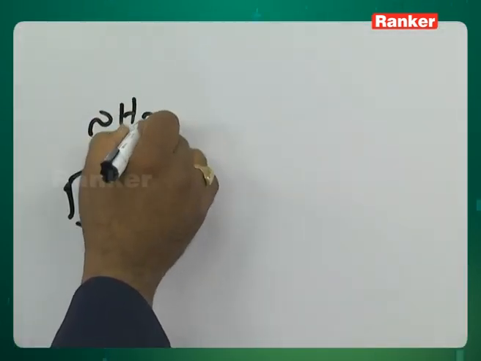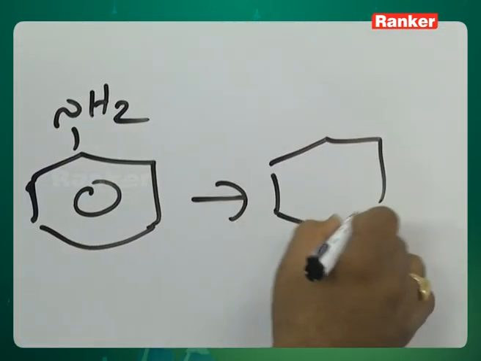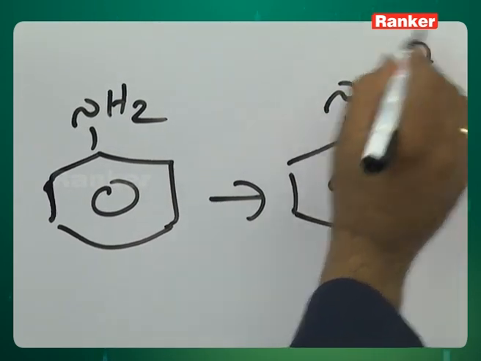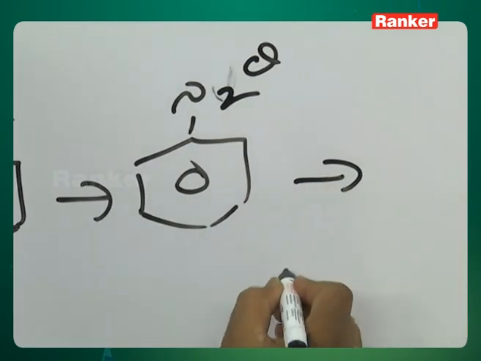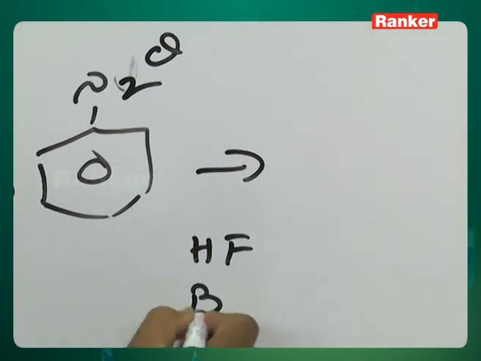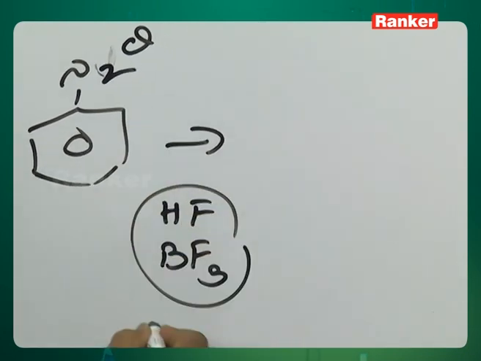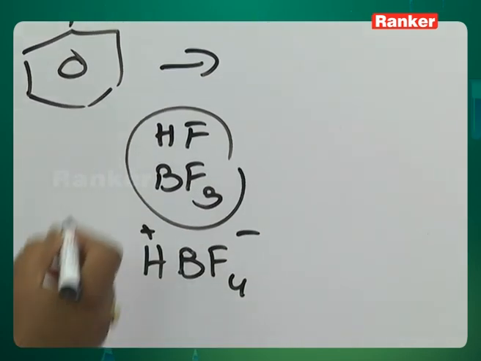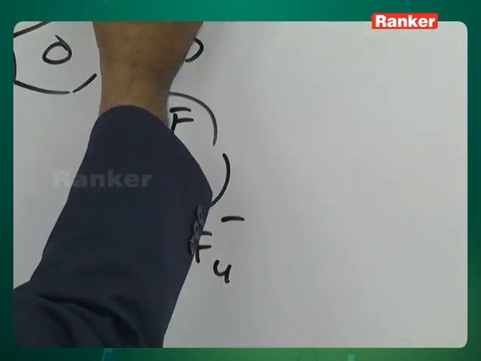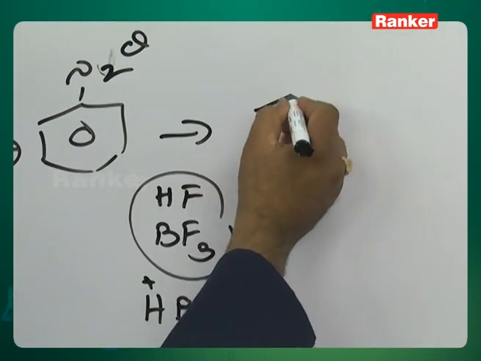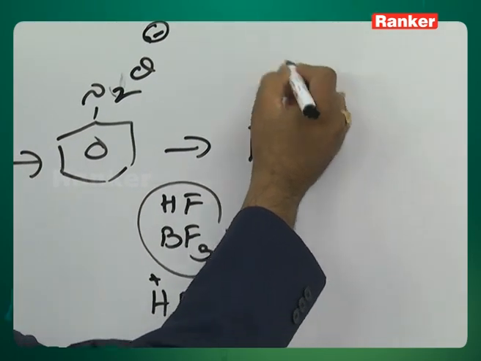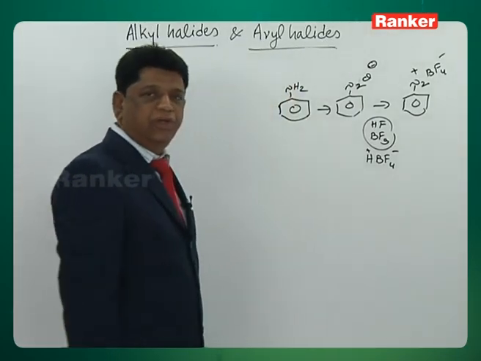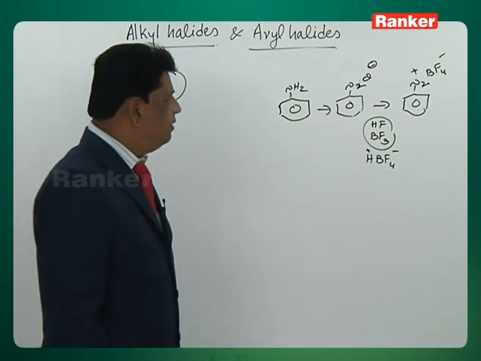So aniline is converted first into the diazonium salt. The diazonium salt is then treated with a mixture of HF and BF3, which you can write as an HBF4 salt. So this Cl minus will be replaced by this BF4 minus. Benzene diazonium fluoborate is formed, a slightly unstable compound.